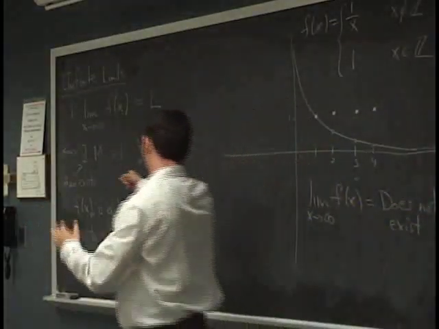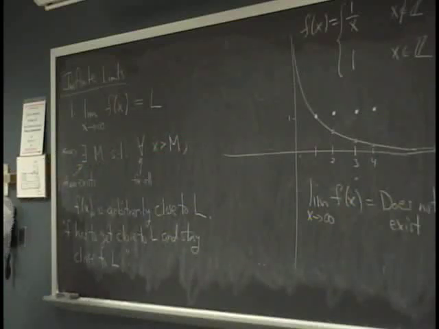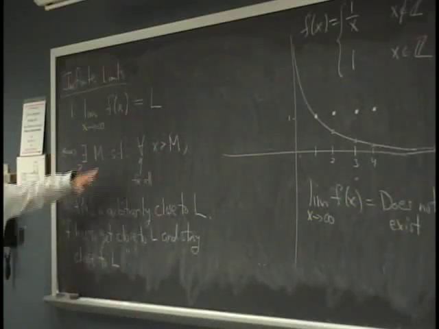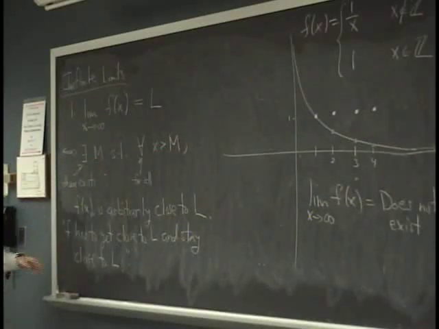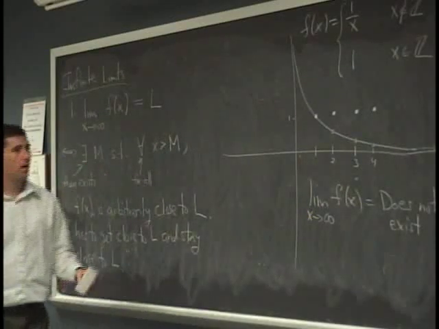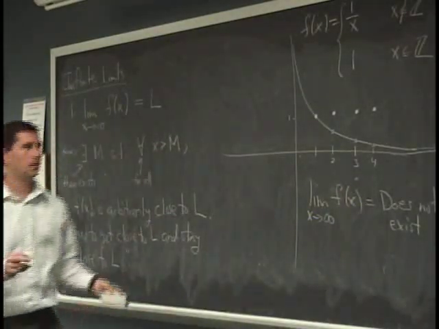That's what this part is telling you. You don't care what happens early on. You only care after some point. There has to be some point where it gets close, and then it has to stay close. But you don't care where that point is. It just has to be somewhere. Let's try to write the same definition, but for minus infinity.